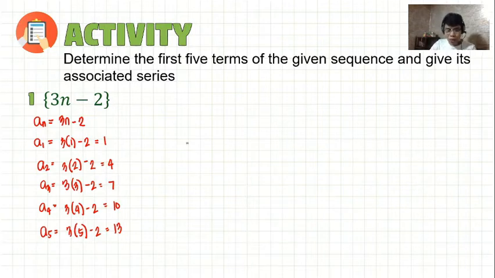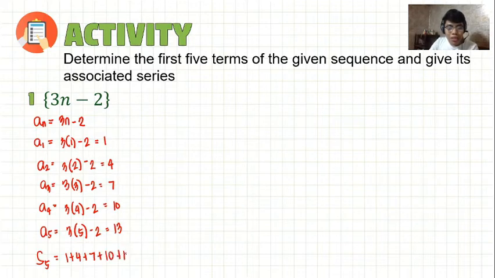Okay, so I hope nakuha nyo yan. And for our S sub 5, we will just add the numbers. So 1 plus 4 plus 7 plus 10 plus 13. This is equal to 35. So our associated series for this one is 35. Okay, so I hope that is clear.